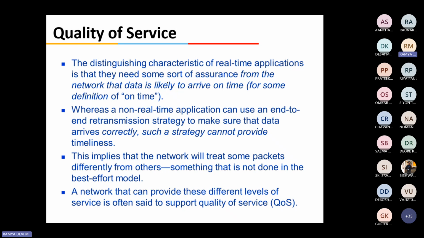For example, if a video frame or a voice packet is being delayed or has to be retransmitted, even if it arrives correctly, it is no longer useful because it is based upon a time constraint. So all these things need timeliness to be maintained. In a real-time scenario, some packets should be given higher priority than others. It should guarantee that the packet has reached the destination, right?